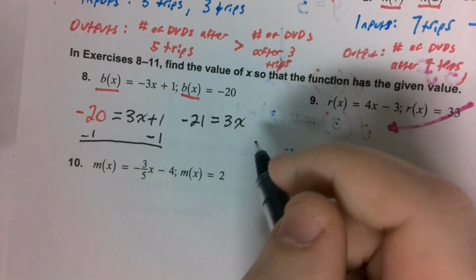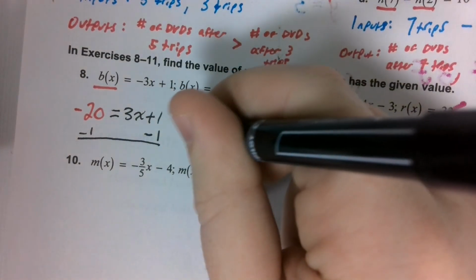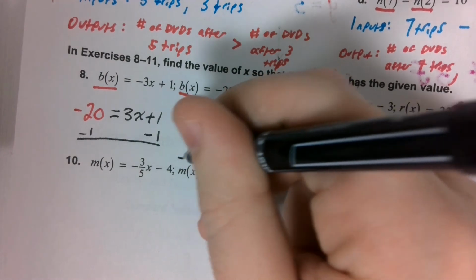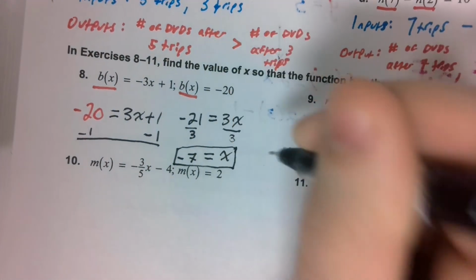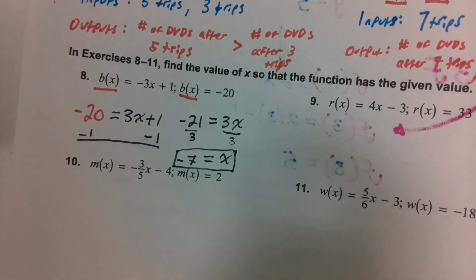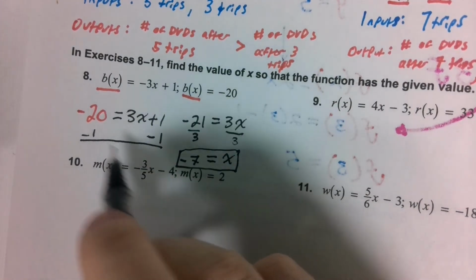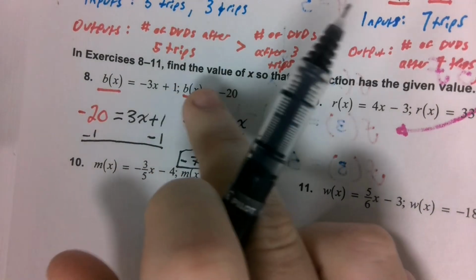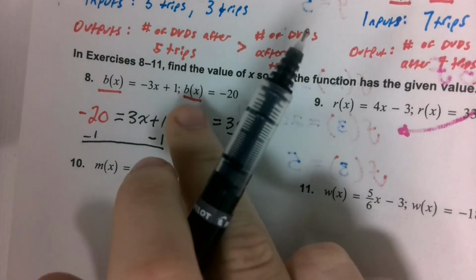How do we get rid of the 3 in front of the x? Well, this is 3 times x, so we would divide both sides by 3. Our final answer is negative 7 equals x. For problems like these, you have to be careful and think, are they asking you to plug in negative 20 where x is, or where b of x is? We always treat b of x, or f of x, or g of x like it's one variable.